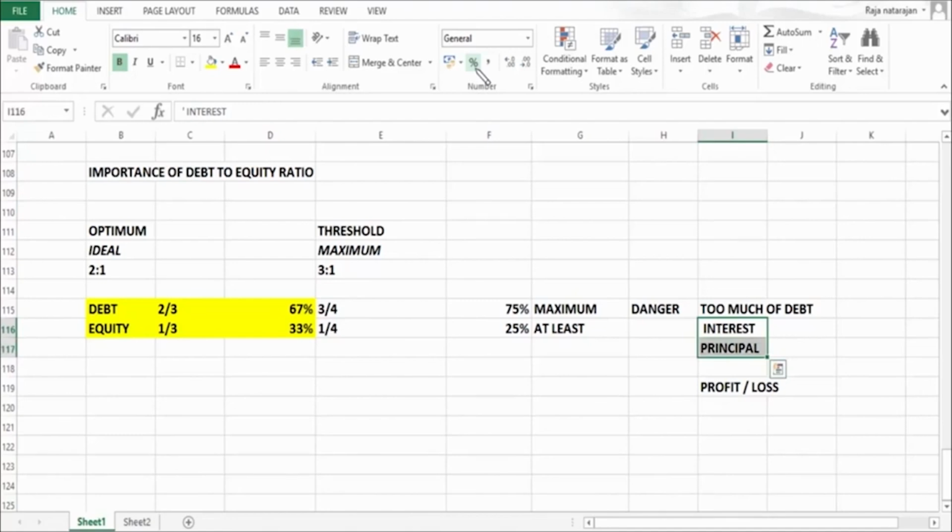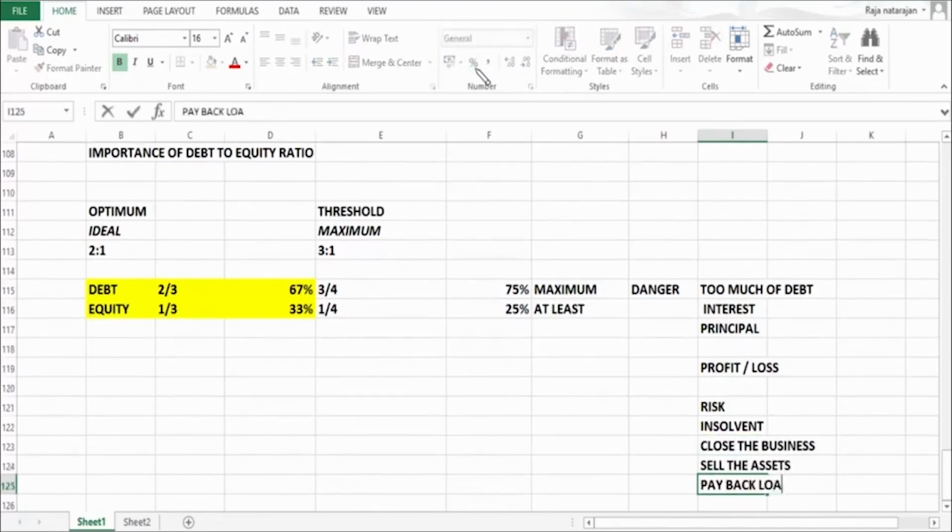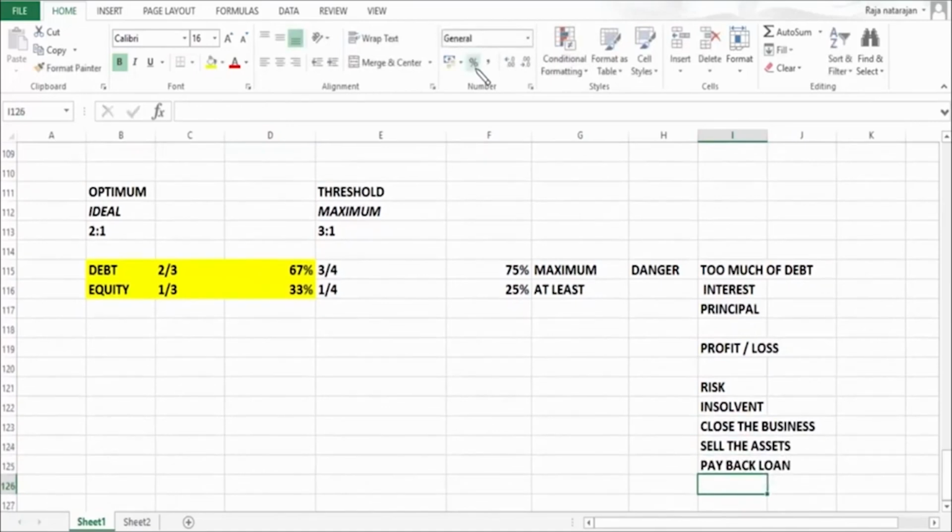You will not have resources to pay these, so the people who have given this money will not wait for you to make the payment, but they would be demanding the payment. And if the payment is not going to be made promptly or even after giving some time, then that is going to bring a major risk. What is the major risk? It is possible that your business would become insolvent. You may not be in a position to pay. So the lender would approach court of law and request the court of law to close the business, sell the assets, pay back loan. So that's the end of the game. So that's the implication if the debt equity ratio is going to cross 3:1, and that's why we call it a dangerous position.